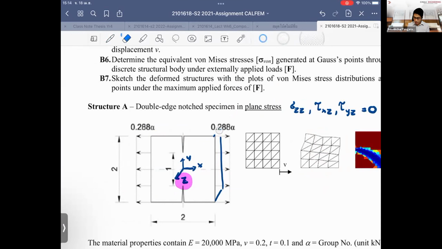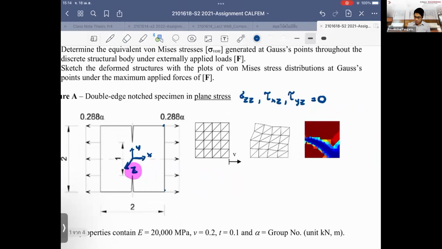So I remove this. I just model them as a plane stress for now, but I have to ensure this assumption is correct. And by doing this, we can reduce the number of variables.